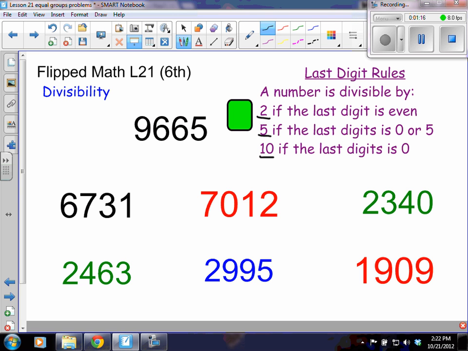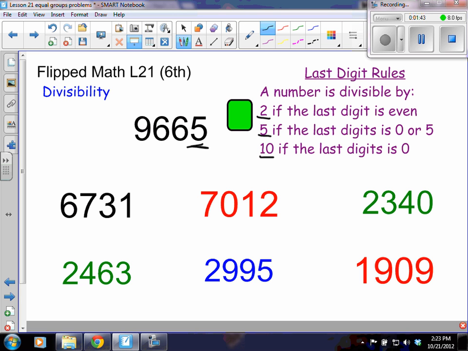We can start with our first number, 9,665. We're going to focus on that last digit. And our first question, is it divisible by 2? Since we know that 5 is an odd number, it is not divisible by 2, because our first rule states that if the last digit is even, it will be divisible by 2. And since it's an odd number, it's not going to work.